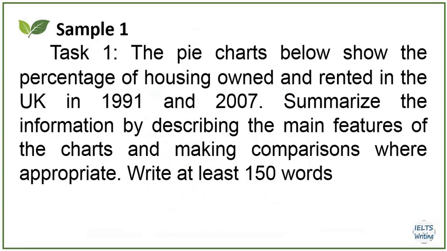Sample 1, Task 1. The pie chart below shows the percentage of housing owned and rented in the UK in 1991 and 2007. Summarize the information by describing the main features of the charts and making comparisons where appropriate. Write at least 150 words.